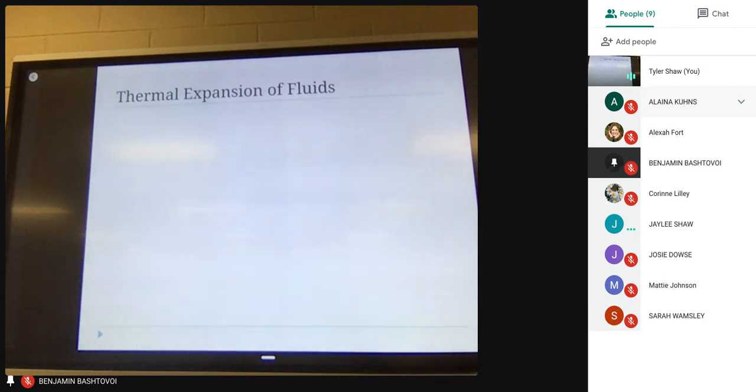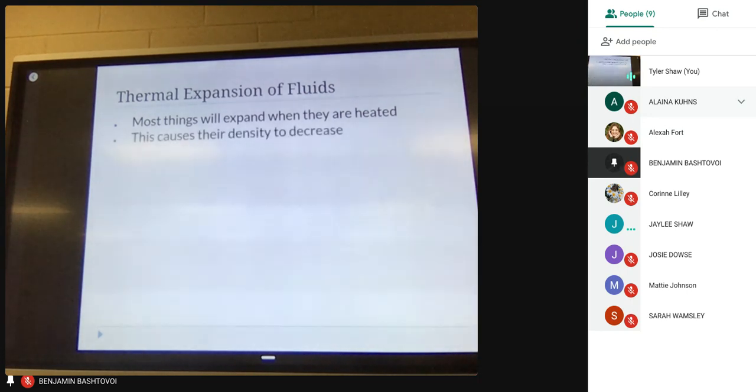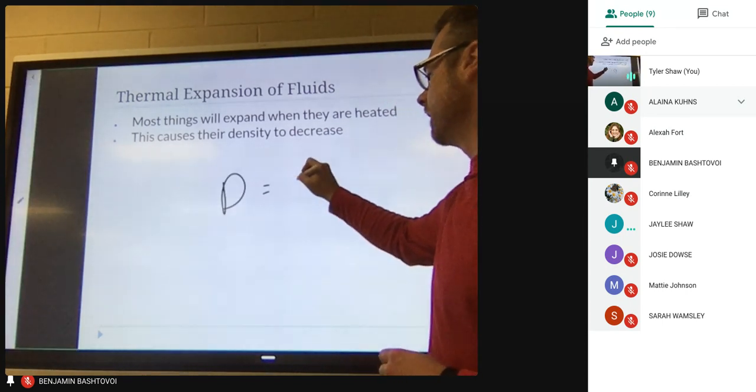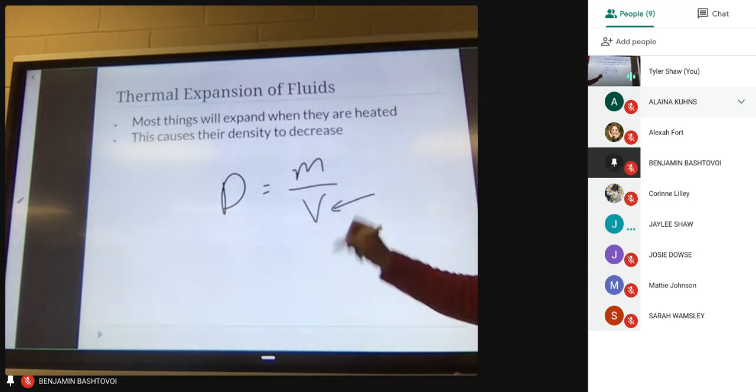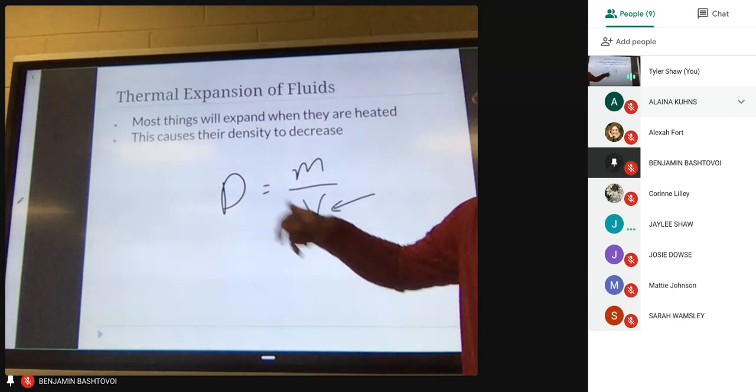So thermal expansion, the idea is this: most things expand when they're heated. So if you heat things up, most things will expand. Actually, water does this as well. So water is a real weirdo. It's just so weird, where it has a point where it's a solid, it's less dense than the liquid, but the gas is obviously less dense than the liquid. So water is just kind of a freak. So when you heat things up and they expand, it causes their density to decrease. So once again, density is equal to mass over volume. If I heat something up and that number gets bigger, then that number is going to get smaller.